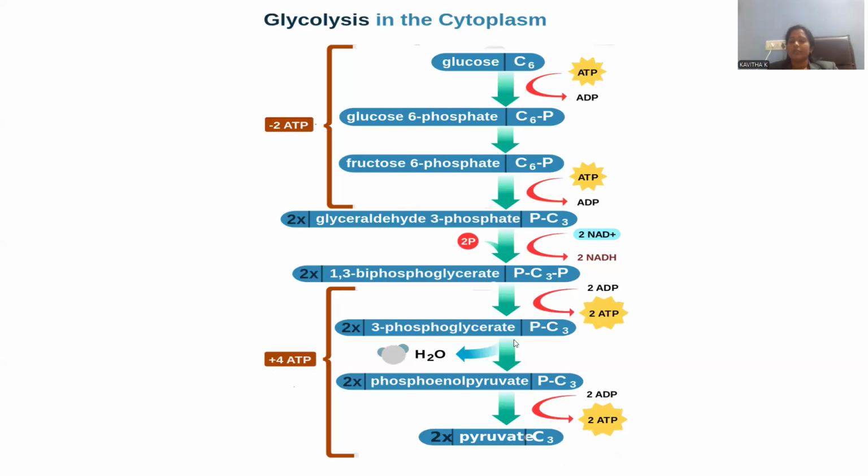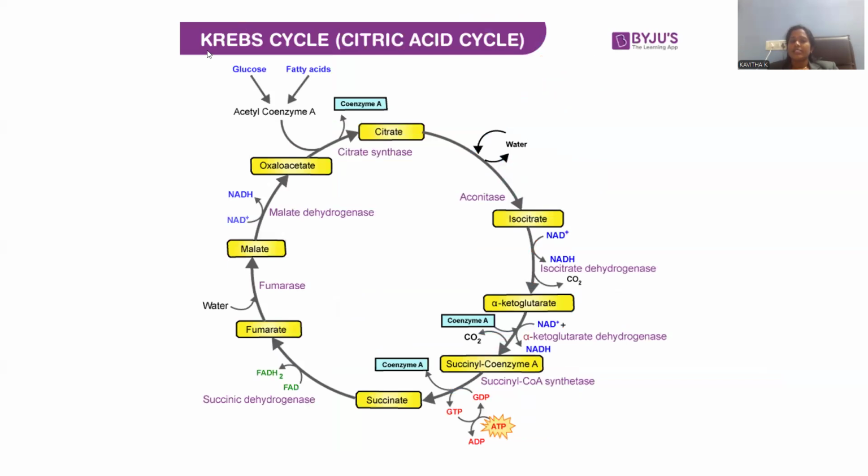3 phosphoglycerate will be generated, where we are supposed to remove water in a dehydration process, giving rise to phosphoenol pyruvate. Phosphoenol pyruvate will be originated, and the final product will be pyruvate. In glycolysis, the final product will be pyruvate, so that the origination of ATPs is possible. This is the way glycolysis is carried out in the cytoplasm. Cytoplasm is the site where the process of glycolysis is carried out. And next is the Krebs cycle.